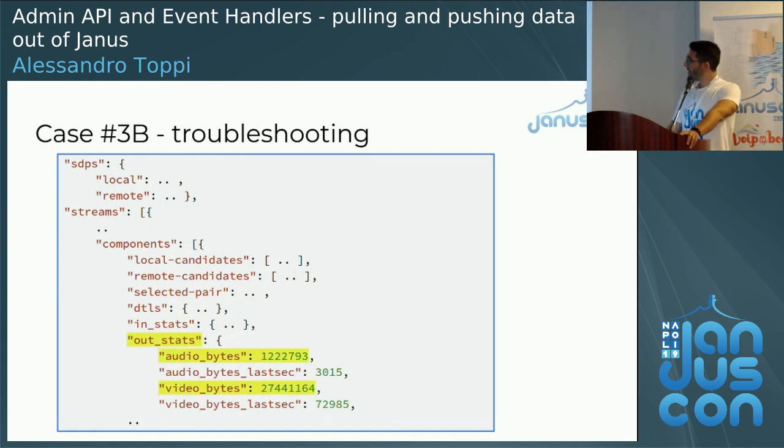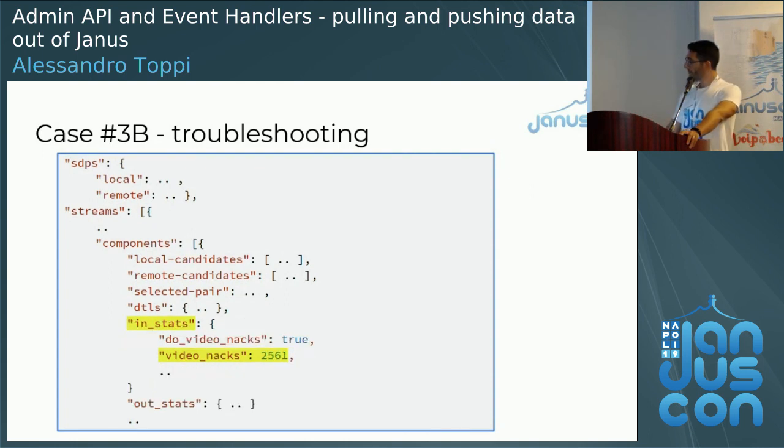Troubleshooting with the Admin API, again, we see that the out stats now are very good. We are just giving the user some bytes of audio and video also in the last seconds. So this is working. But what about the in stats? What is Janus receiving from the client? We can see there are a lot of video NACKs from the clients. So this is something we need to check.